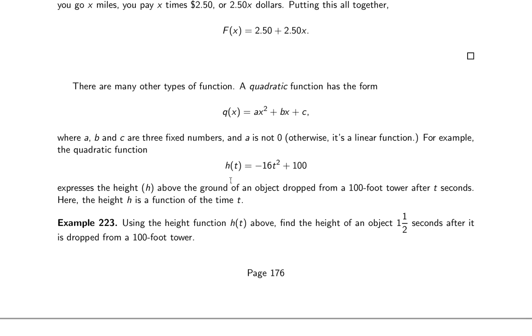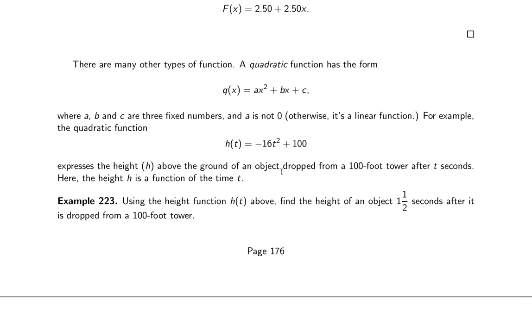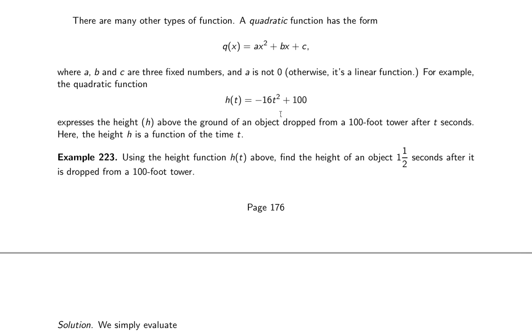So you can see other values of t. When t is 0, the height of the object is 100, so it's at the top of the tower. When t is 1, after 1 second, you're getting negative 16 plus 100. That's 84 feet high. At 1.5 seconds, it's 64 feet. Eventually it'll hit the ground.